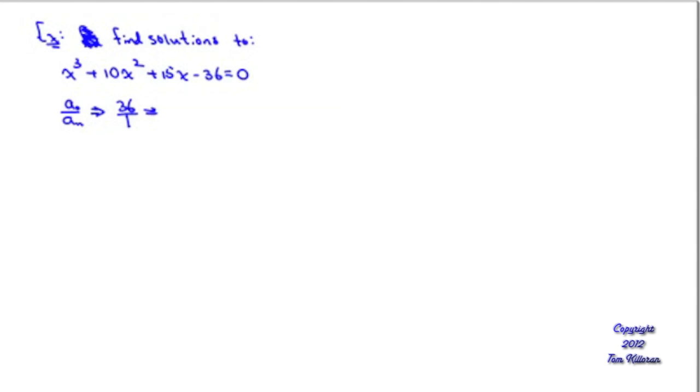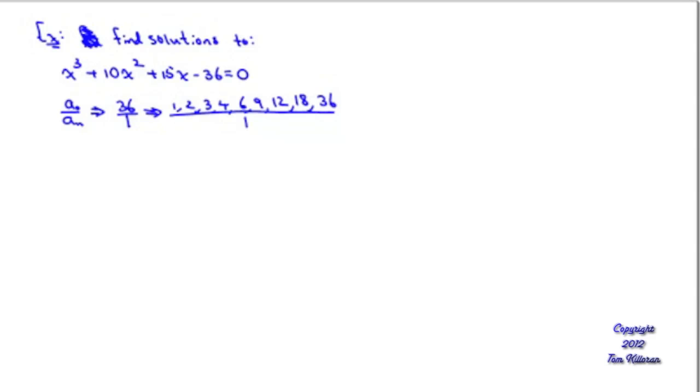So if we factor 36, we're going to get 1, 2, 3, 4, 6, 9, 12, 18, and then 36. And of course, this is all divided by 1. Yes, you have to list them all out.